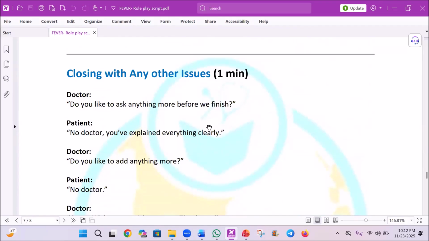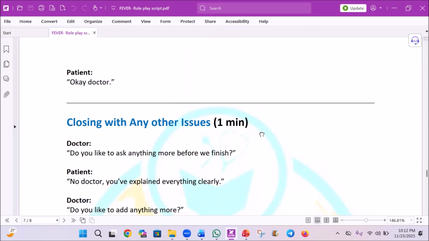If anything remains, ask the patient: do you like to ask anything more? Do you like to add anything more? You have to pay some attention to the patient also. So for this reason, we put 1 minute for you. It is not a hard and fast rule. To encounter a station of the fever patient, we believe this timing will help you.